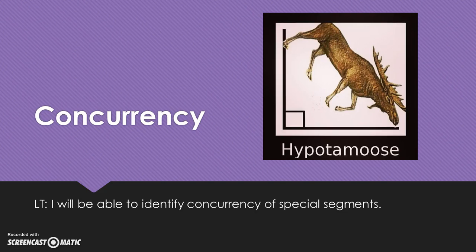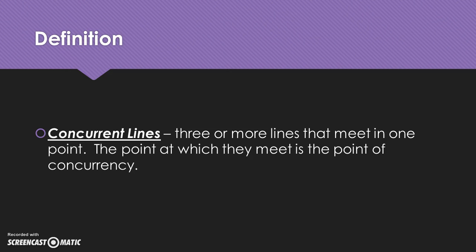Alright, welcome to concurrency. So the idea is concurrent lines are just three or more lines that meet in one point. The point at which they meet is called the point of concurrency. So all of our special segments in the triangle actually have a point of concurrency. We're going to go through that today.